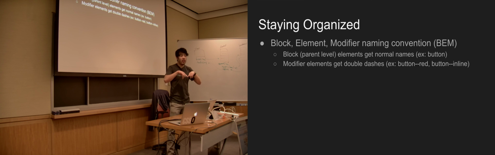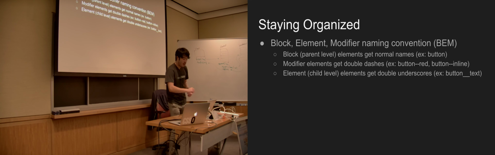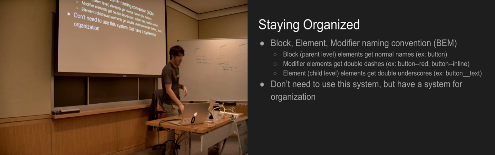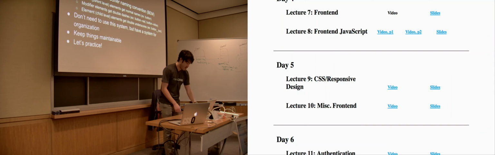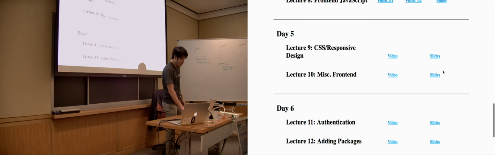And things within that parent are called elements. And those get double underscores. So within that button, like button__text or something like that. You don't have to use the system. It exists, is popular. But just keep things maintainable and organized. And then we practiced. Then we talked about miscellaneous front-end stuff.